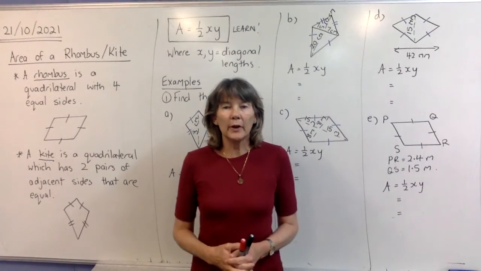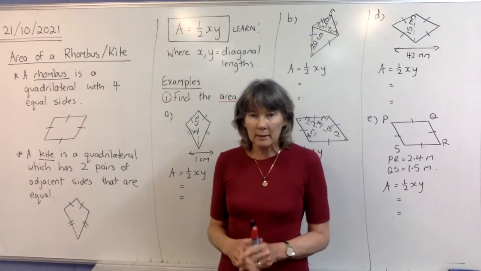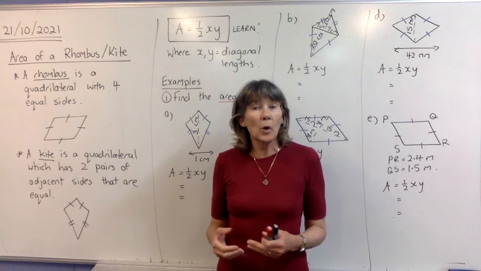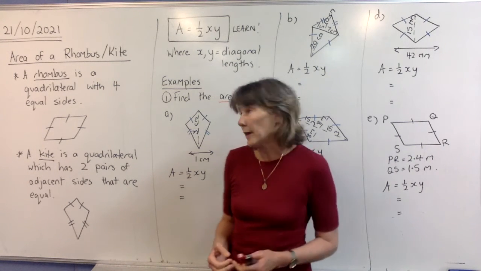Today we're doing the area of a rhombus and a kite. So last lesson we were looking at the area of a trapezium. We're working our way through all the quadrilaterals.